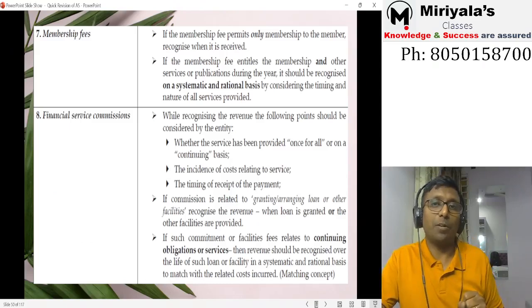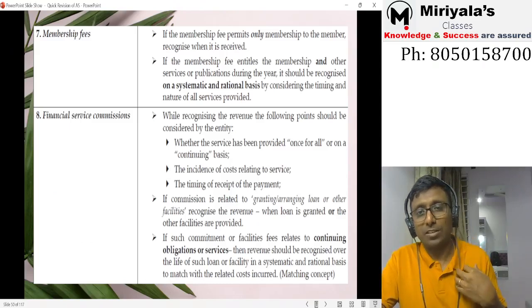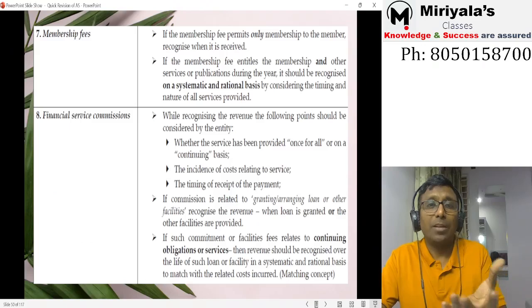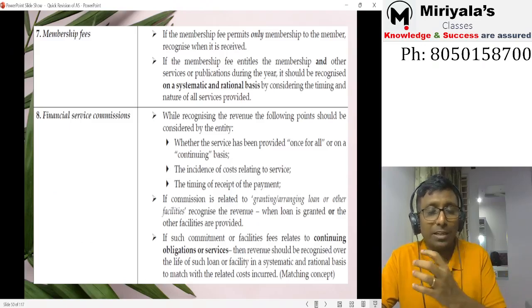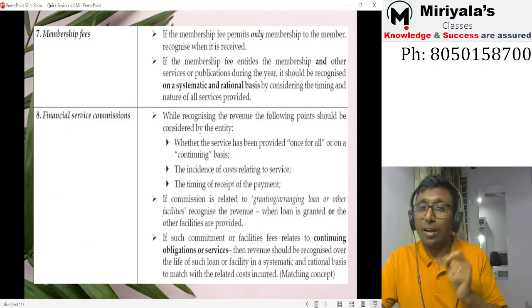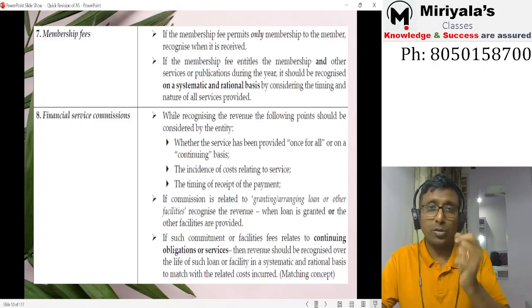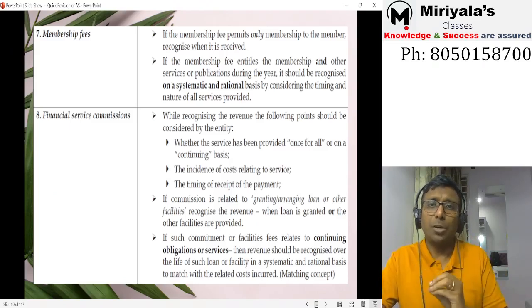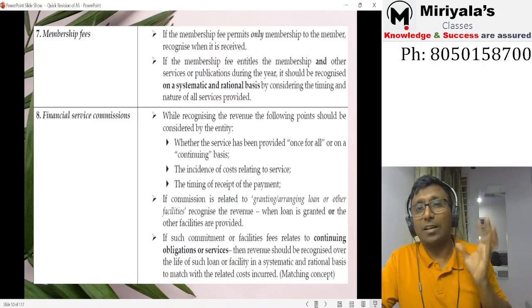Financial services are performed. Now suppose a loan is supposed to be given to you. I promised you that I'll get you a loan from a bank. Have I done the job? Yes. Have I given you the loan sanction letter? My job is done, which means my services are completely done. Then I can recognize the revenue.